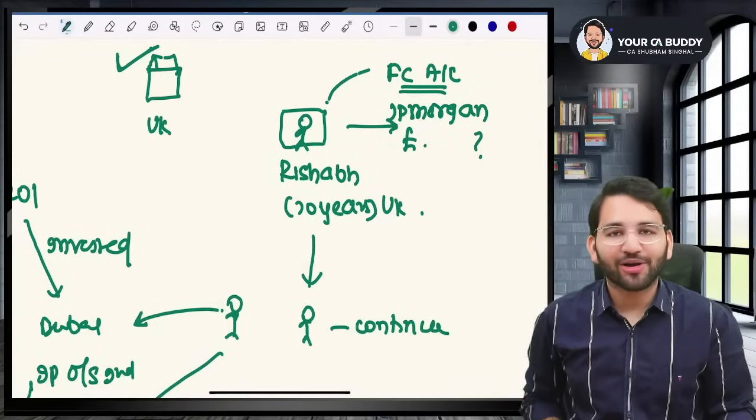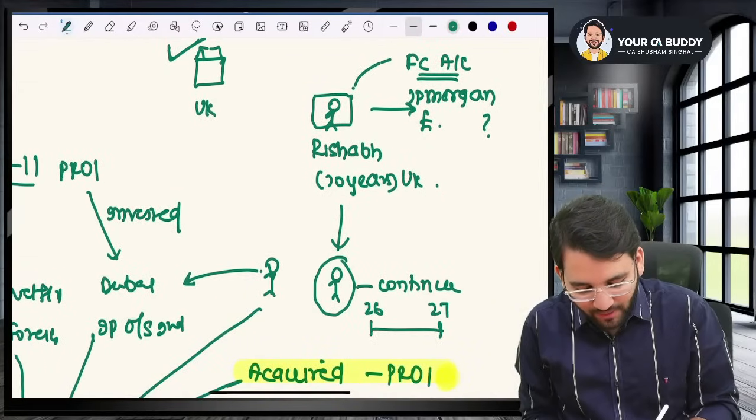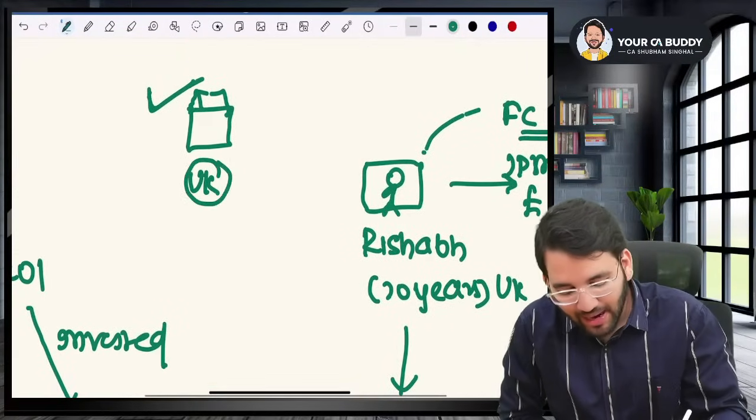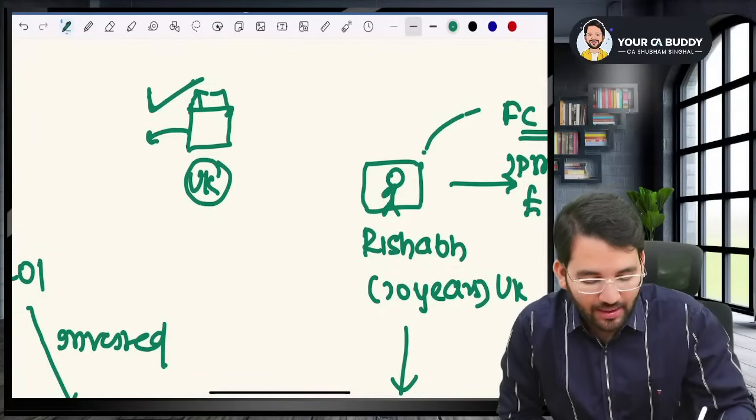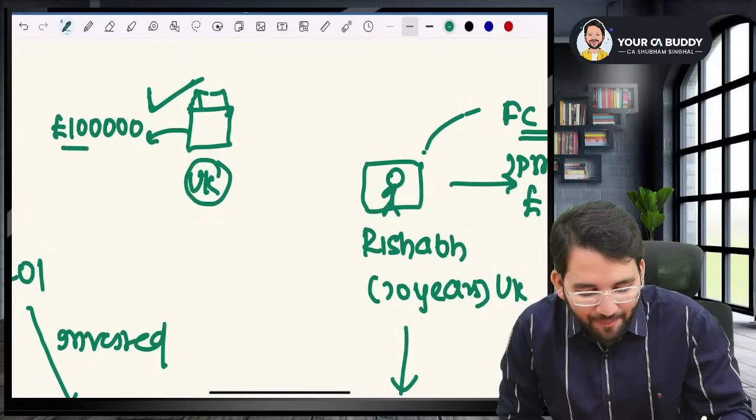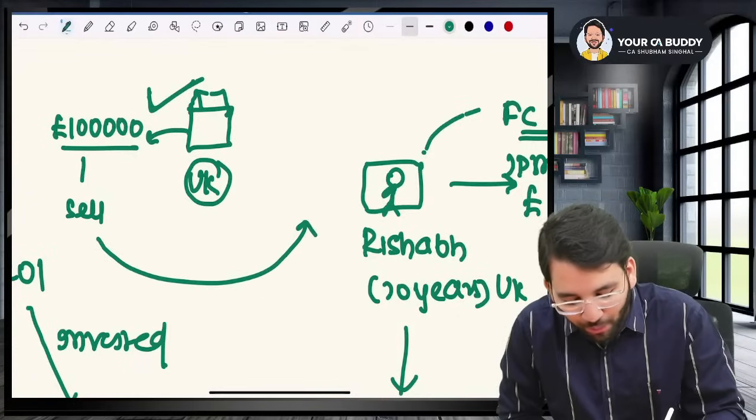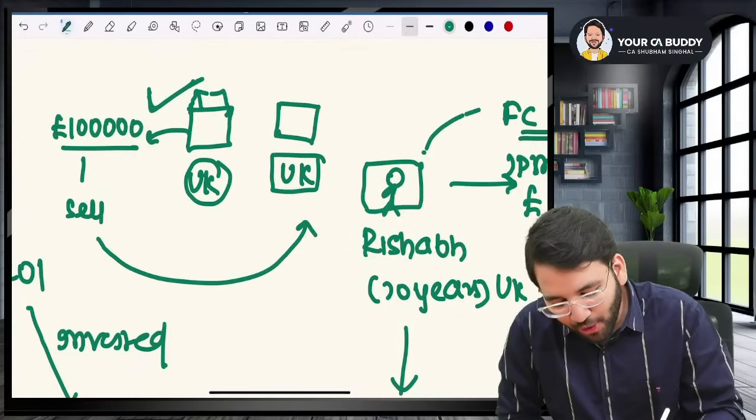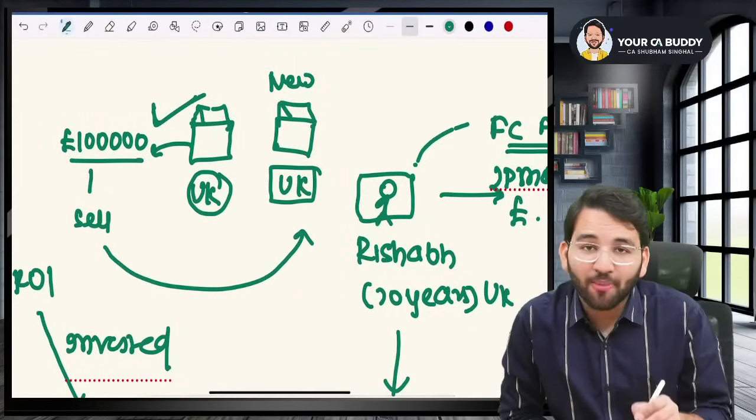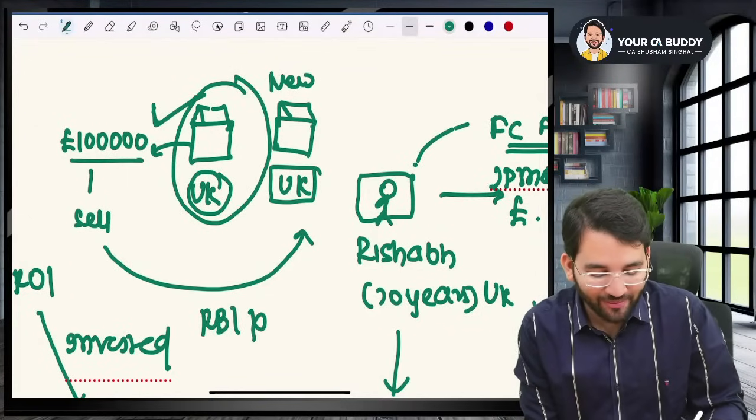And one more thing, very importantly, sir, after coming to India in the year 2026-27, what did Rishabh Bhaiya think? Rishabh Bhaiya thought, I have a building in London. That building is of 1 lakh pound. Let me sell this building and let me buy a new property in UK. Sir, if he wants to buy a new property in UK using the money which he already has in UK, trust me, RBI approval will not be required.